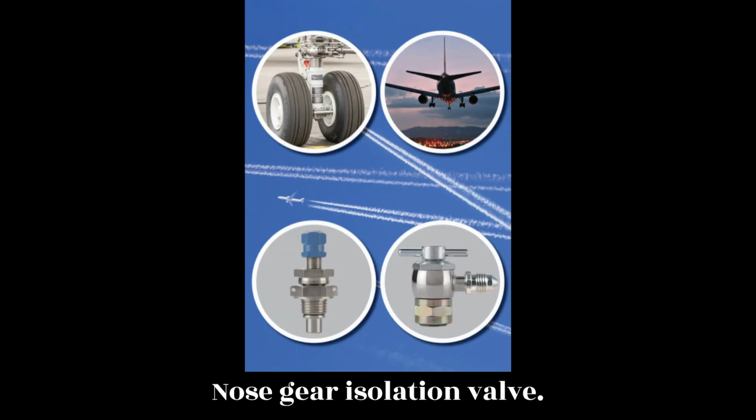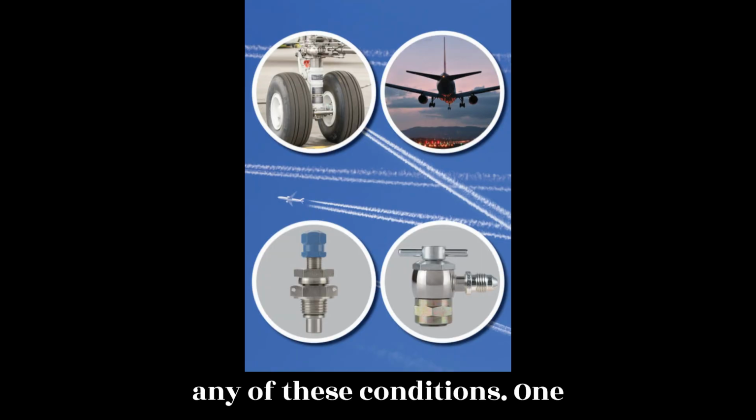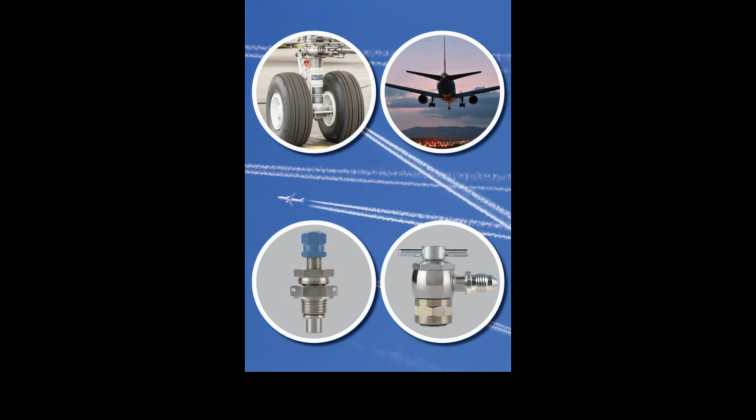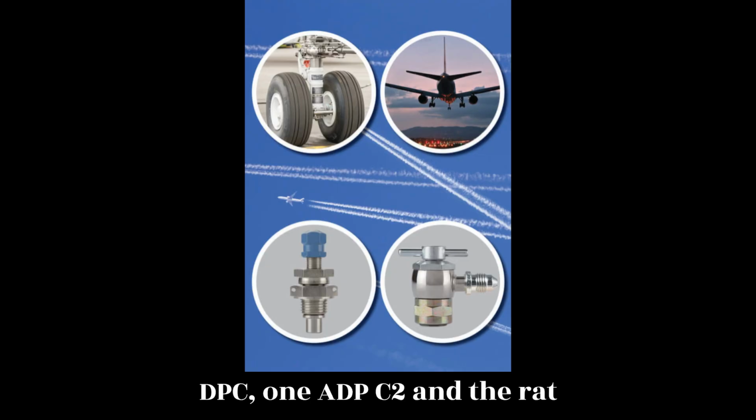Nose gear isolation valve. The nose gear isolation valve opens for any of these conditions. 1. Airspeed is less than 60 knots. 2. Pump pressures for ACMP C2, ADP C1, ADP C2, and the RAT are less than 1,200 psi for 30 seconds.